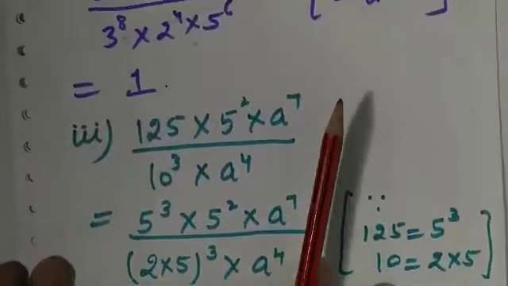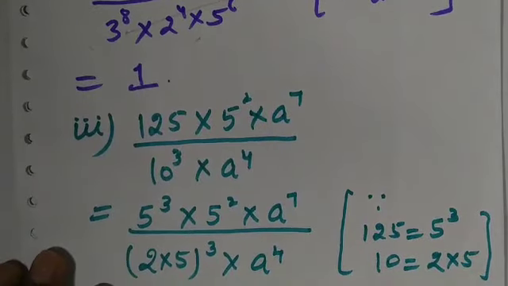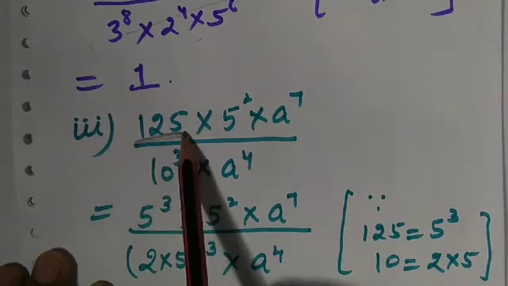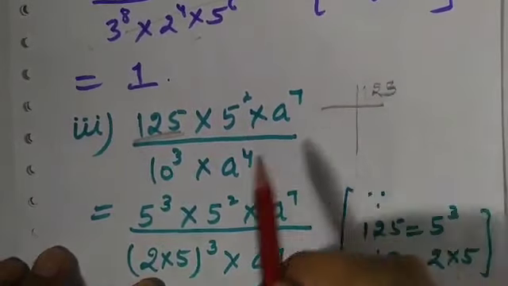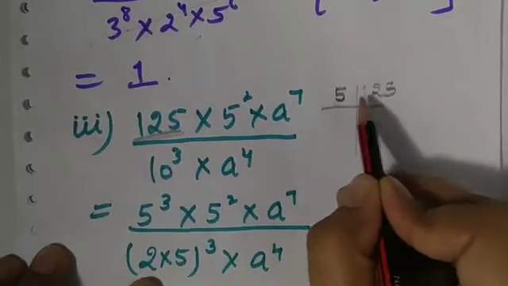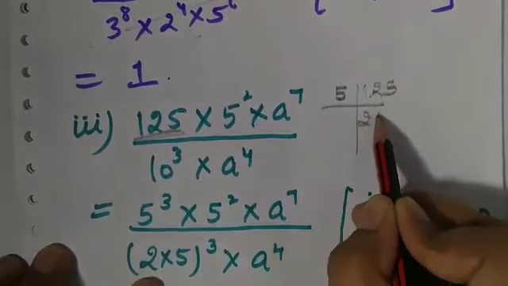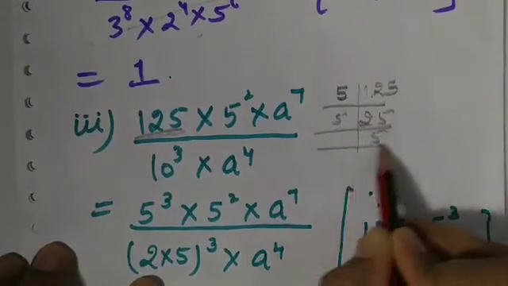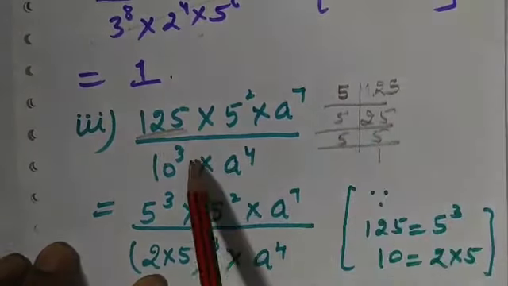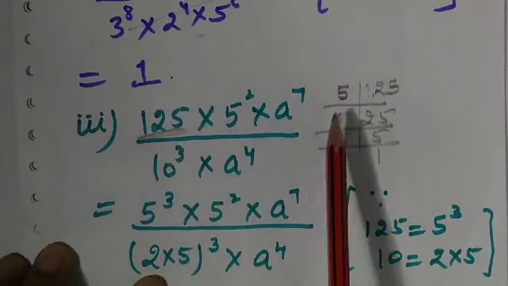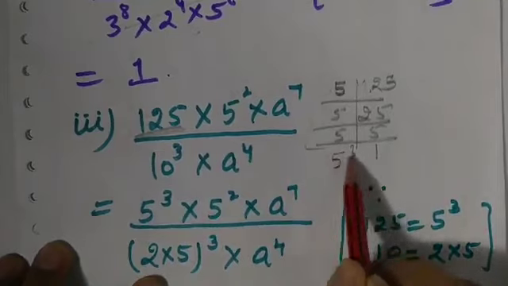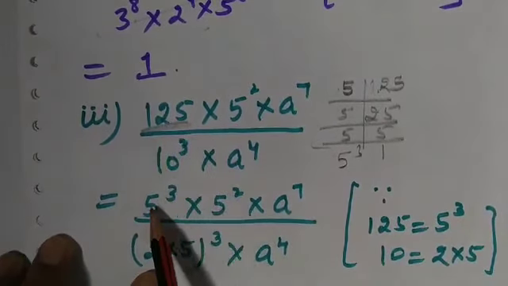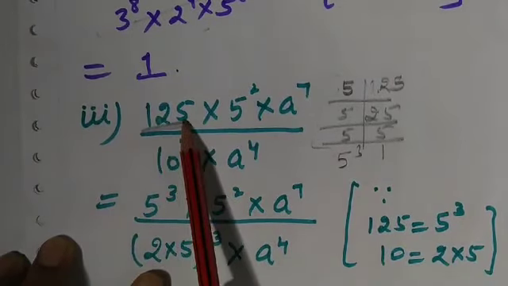Now come to the third part. We have to solve this expression. First step, convert each number into powers of primes. So this is a composite number, 125. How will you write it? Take the prime factorization of 125. First it gets divided by 5, we get 25, and again this gets divided by 5. So the prime factorization of 125 is 5 into 5 into 5, and this can be written as 5 to the power 3. So I have written 5 raised to the power 3 in place of 125.